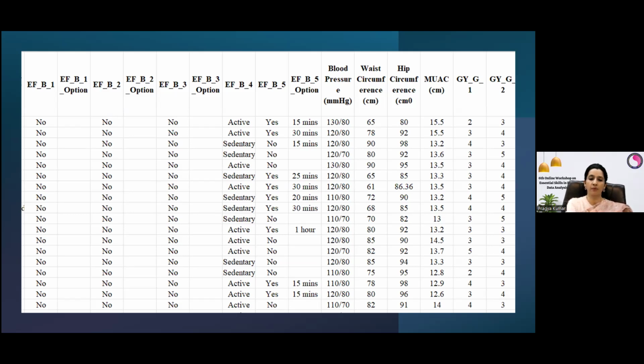Yes, what is the problem with this data? Again, SBP and DBP, missing values, BP, yes. You can see there are some entries like active, sedentary. They should have been coded. Yes and no should have been coded. And this BP.